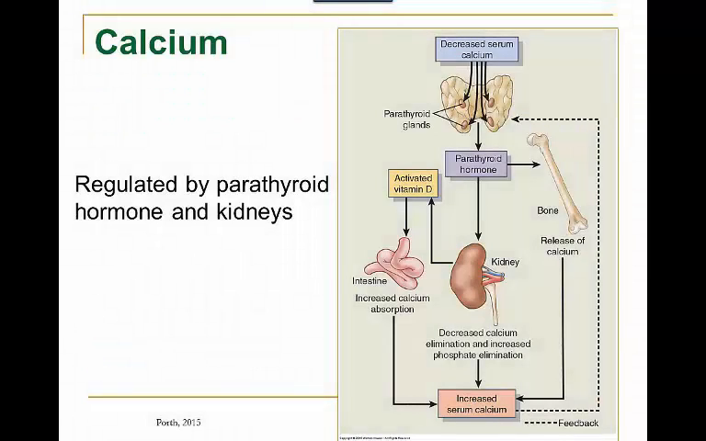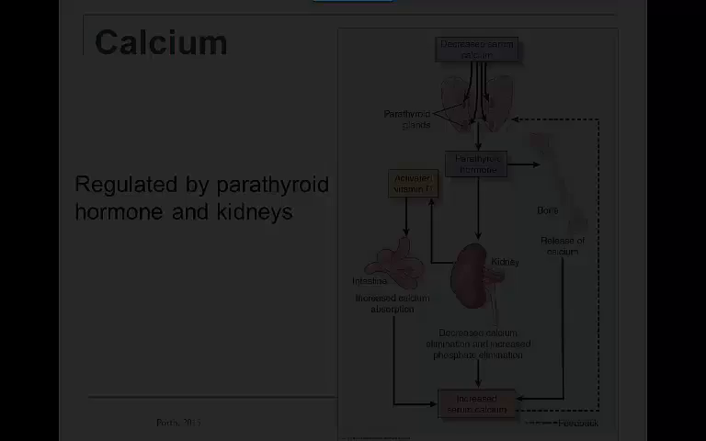So calcium is regulated by the parathyroid hormone and the kidneys. And again, it is that feedback system: when we recognize decreased serum calcium, we will actually trigger the parathyroid hormone in order to release calcium from the bone, and that will increase the serum calcium. Remember, we do need vitamin D that comes intestine based, and the kidney will actually trigger release of that activated vitamin D in order to facilitate increasing that calcium.